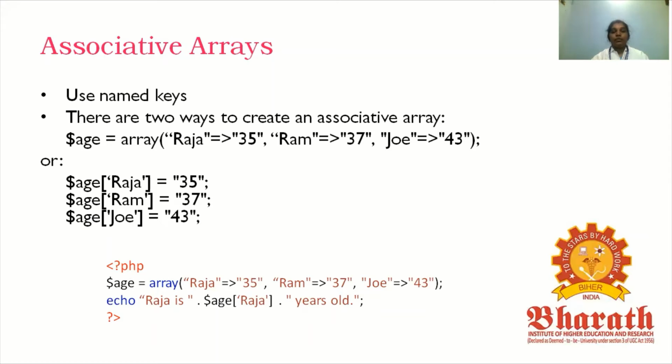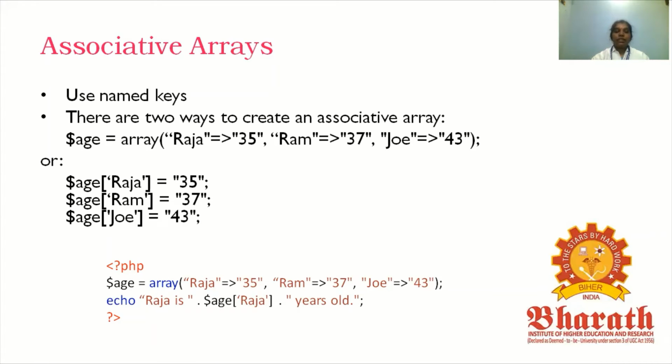Okay, so the first element of the array is Raja => 35. What does it mean? Why is it in this form? This format is used for an associative array. It is in key-value format.